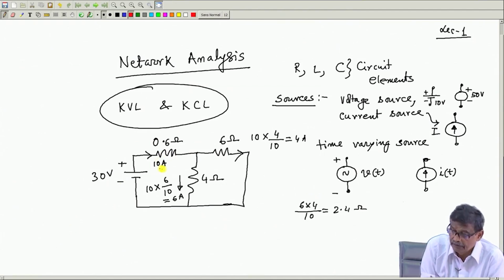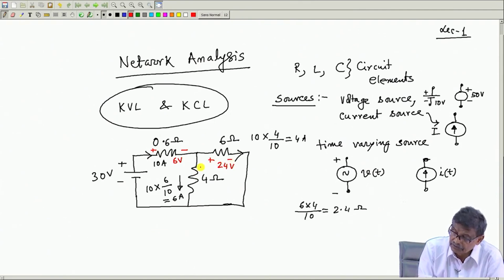So, I will write down the voltage drop as this is plus, this is minus, because current is flowing from left to right, and the magnitude of this voltage will be 0.6 into 10, that is 6 volt. Similarly, voltage drop across this resistance will be 4 into 6, with plus and minus put knowing the direction of the current here, and this will be 24 volt.